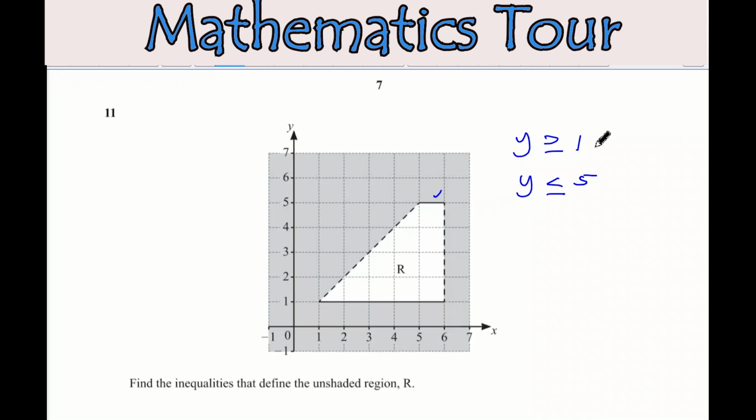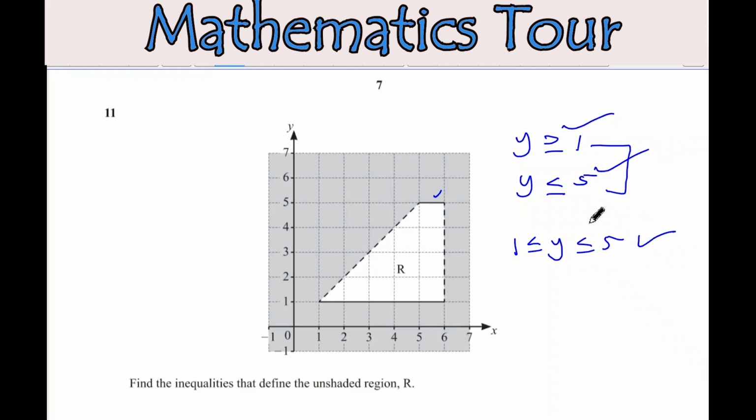So now we need to combine these two inequalities together, because if you say y is greater than 1, it means you have 1, 2, 3, 4, 5, 6 up to infinity, but it's not like that. It ends here. So you can combine these two to be 1 is less than or equal to y, and y is less than or equal to 5. So this is what we should write, not these two separately.